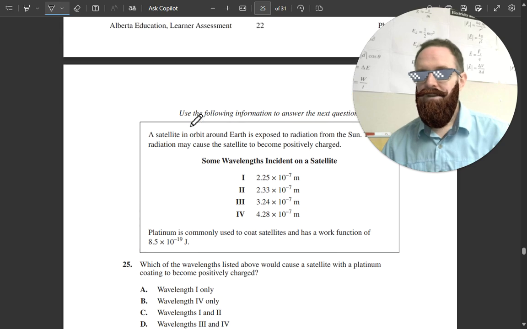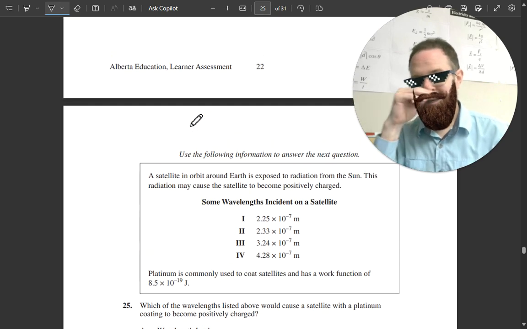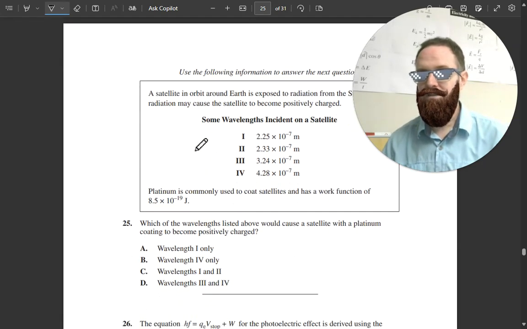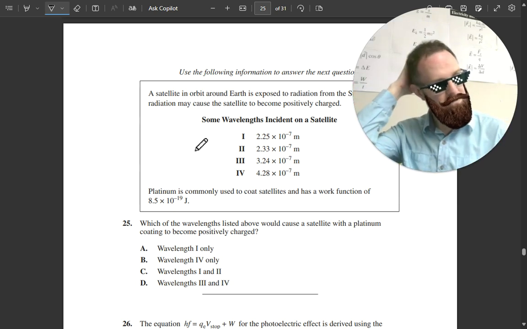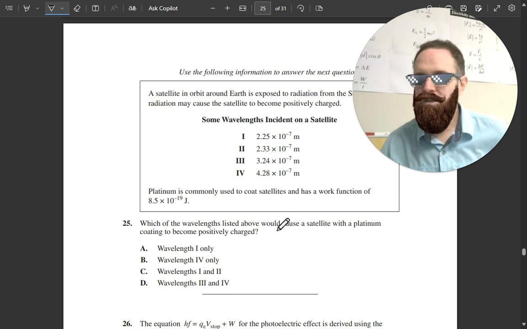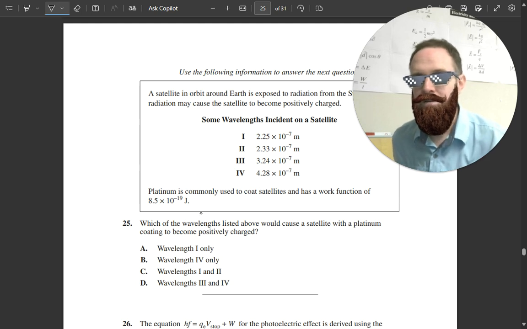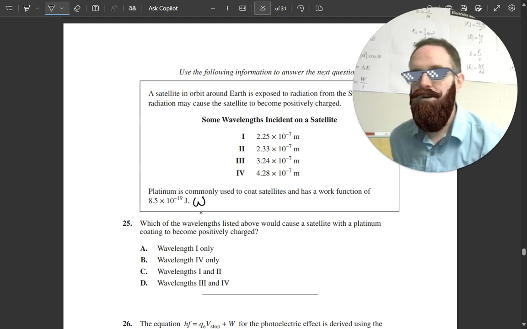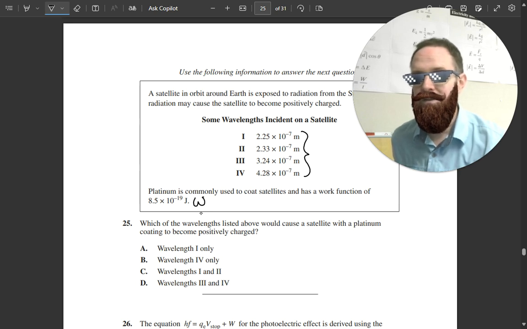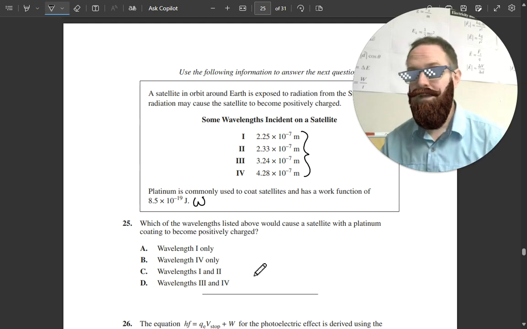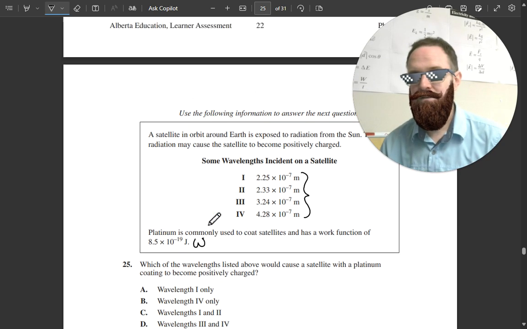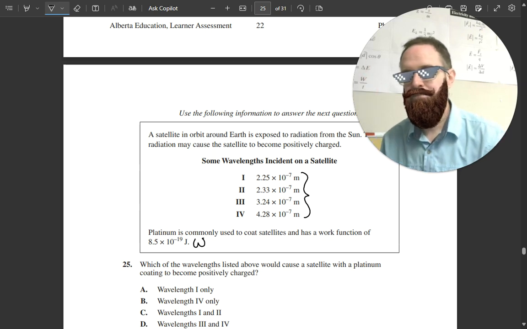All right, so what do we have here? We've got a satellite exposed to radiation. It causes it to be positively charged. So this is like the photoelectric effect. The radiation is going to bounce out electrons. So which of the wavelengths would cause the platinum coating to become positively charged? So we know the work function. Remember, this is the W, and these are all the wavelengths up here. If the energy of the photon is more than this number, then we're going to get ejections, right?